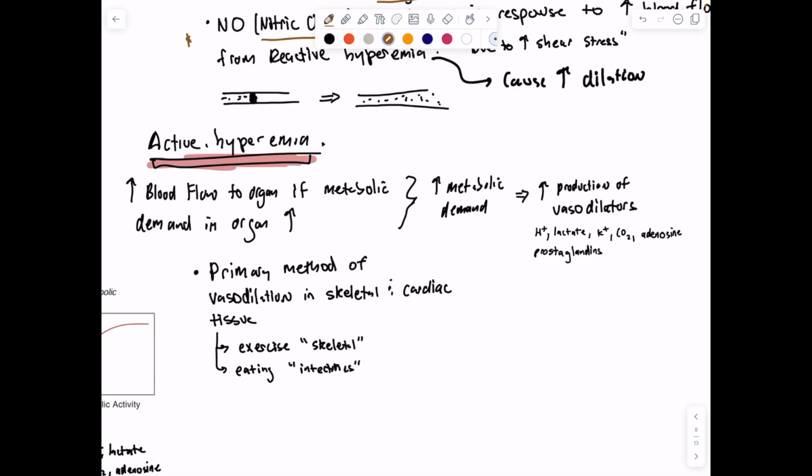If you have more metabolic demands, say you're running a whole lot, your heart needs to pump faster, you need more blood to an area just because you're doing more, you're going to have an increase in production of our same vasodilators: hydrogen ion, lactate, potassium ion, carbon dioxide, adenosine, and the prostaglandins. Okay, and this active hyperemia is the primary method of vasodilation in skeletal and cardiac tissue.